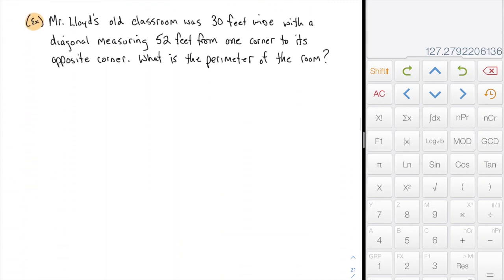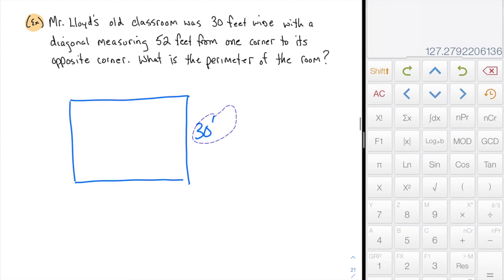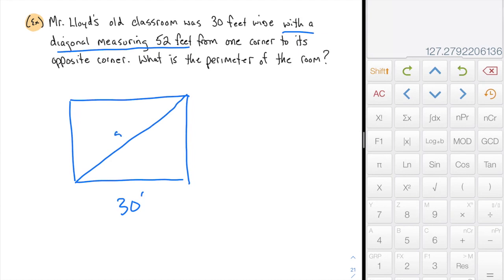Second example. My classroom, or my old classroom, was 30 feet wide with a diagonal measuring 52 feet. Now, classrooms, at least mine, was a rectangle. I know it doesn't say it was a rectangle, but we've all been in enough classrooms we can probably guess that. Mr. Lee's old classroom is 30 feet wide, so I'll put 30 feet here. By the way, it doesn't really matter if you're like, wait a second, that's the height, and the width is down here. Let's put the 30 feet down here. My Apple Pencil just locked up. It doesn't make any difference because it says with a diagonal measuring 52 feet from one corner to its opposite corner.